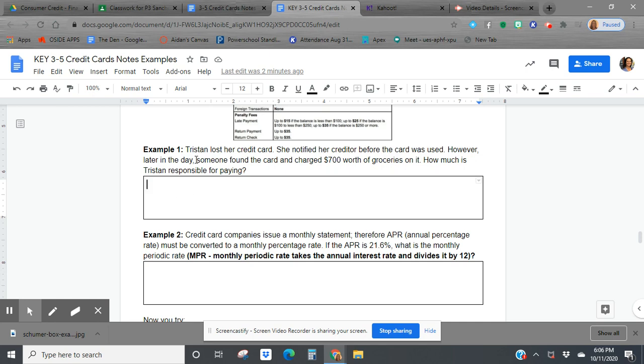Okay, so in example 1, Tristan lost her credit card. She notified her creditor before the card was used. However, later in the day, someone found the card and charged $700 worth of groceries on it. How much is Tristan responsible for paying?